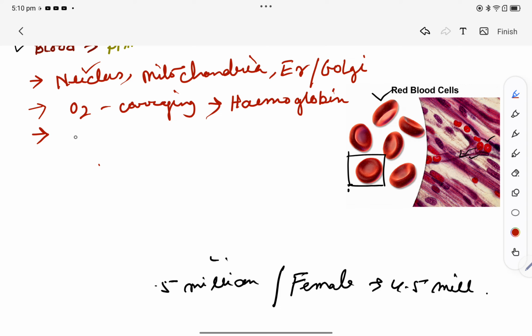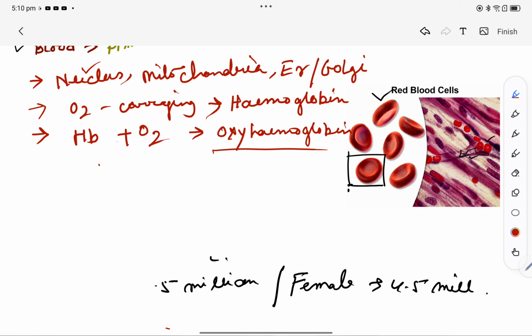Now when hemoglobin binds with oxygen, it makes oxyhemoglobin. Now this is what is transferred throughout our body. This is an unstable compound. Hemoglobin has affinity towards oxygen obviously, but it has almost 250 times more affinity towards carbon monoxide.